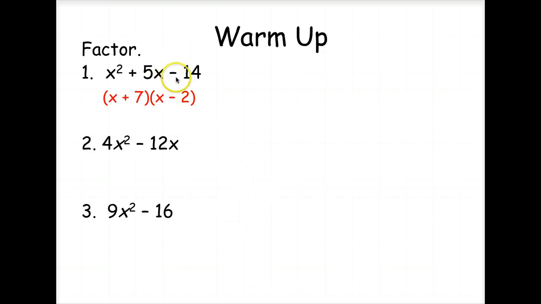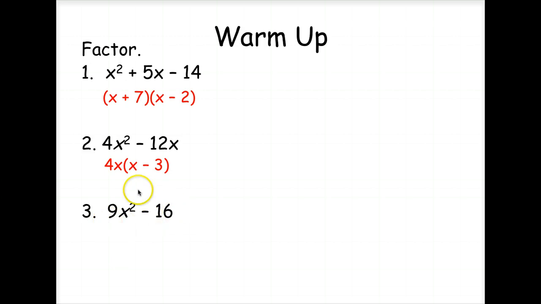So we need to find factors of 14 that will add to positive 5. So positive 7 and negative 2. Here we've got a greatest common factor, don't we? We can pull out a 4x. That leaves x minus 3.